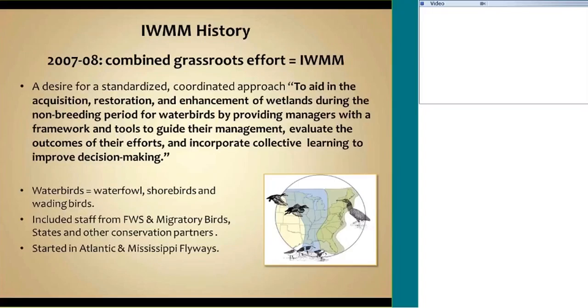The idea of IWMM arose organically in 2007 as a grassroots effort, recognizing the need for standardized and coordinated effort to aid in the acquisition, restoration, and enhancement of wetlands during the non-breeding period for water birds, by providing managers with a framework and tools to guide their management, evaluate the outcomes of their efforts, and incorporate collective learning to improve decision-making.